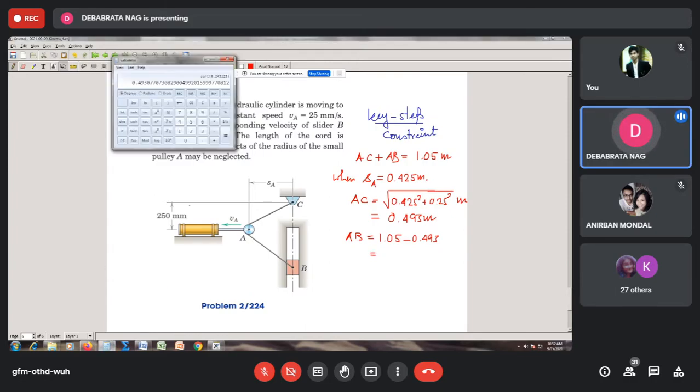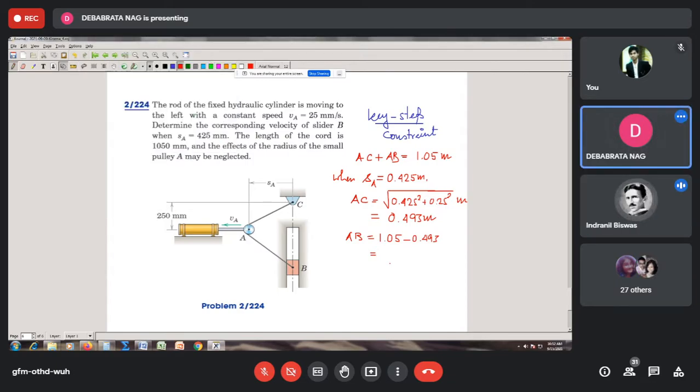So again, if you take this one, it is 0.556 meter. So that will be the length of this. So this is when SA is being given. But we have to use the constraint not for a specific condition, but in general. So as a result, we need to consider certain things. For example, in order to find out the velocity of block B, we need to specify its coordinates.